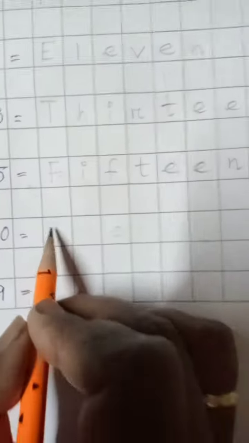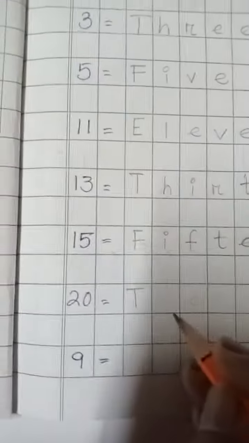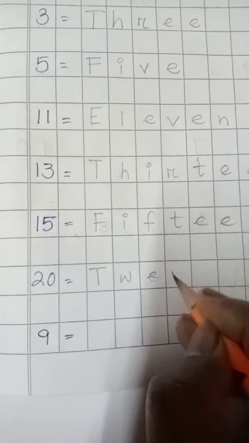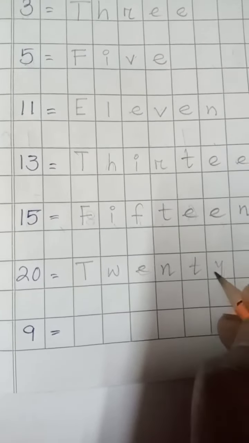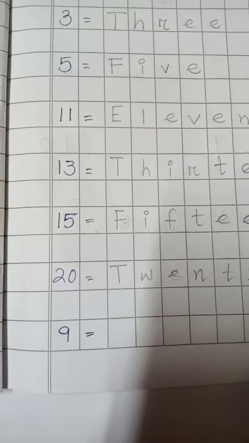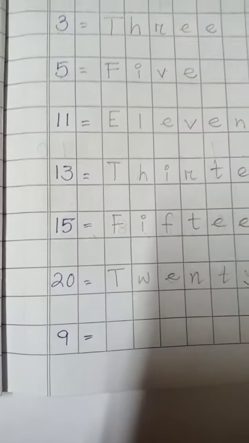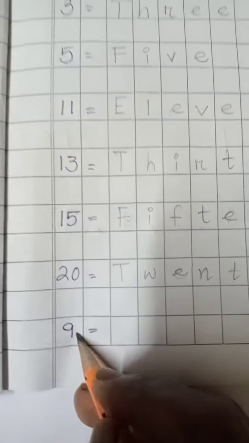Now next one is 20. What is the spelling of 20? TWENTY 20. Okay, TWENTY 20. Now this one is 9, number 9.